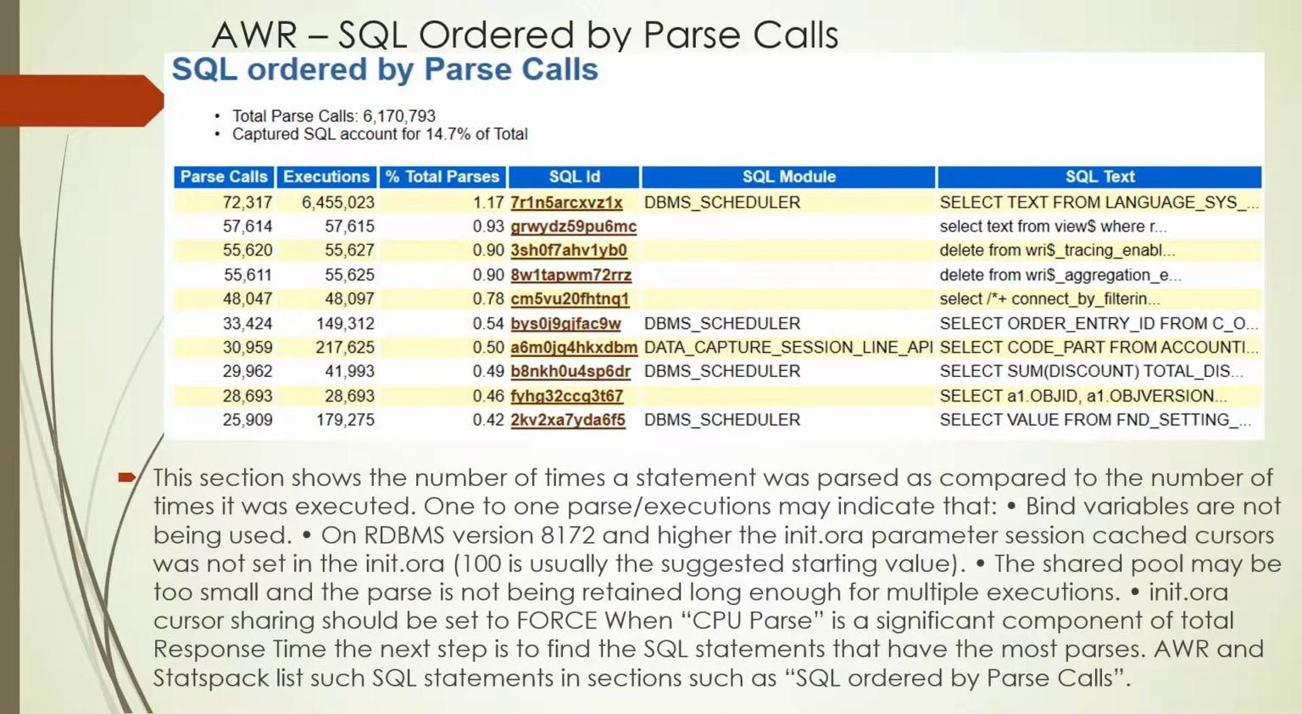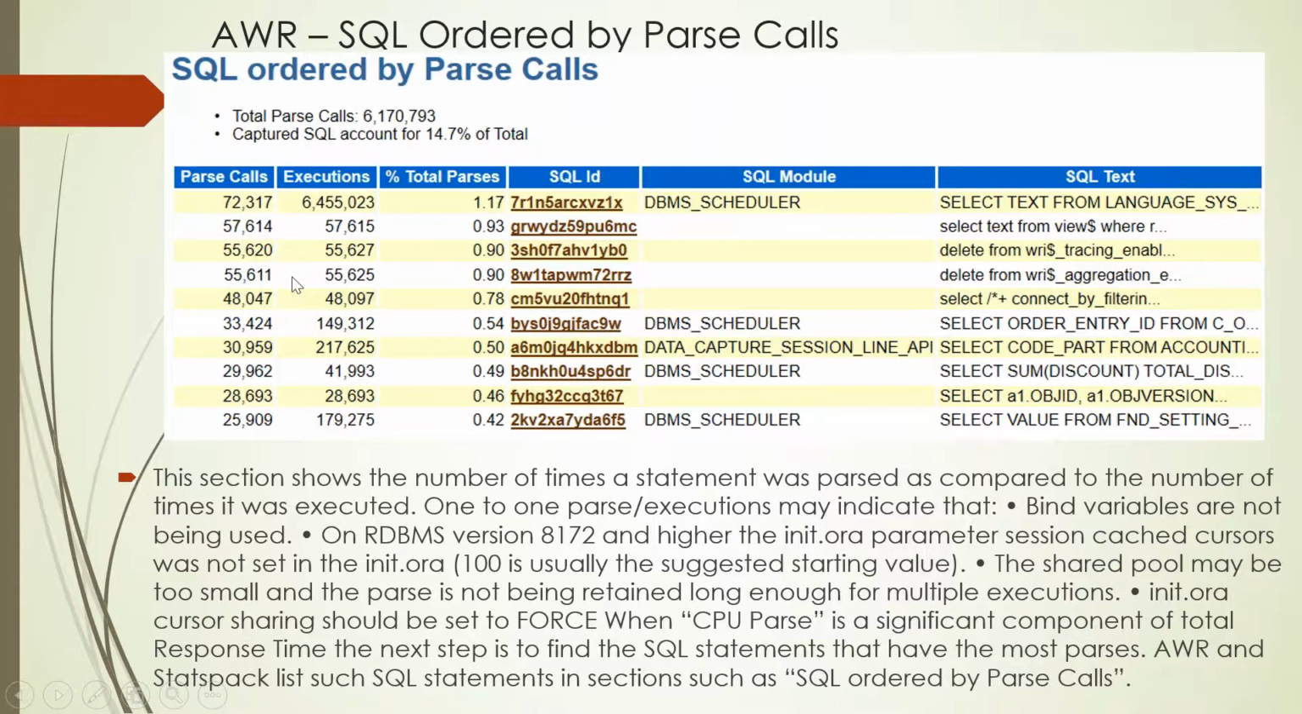Okay, so this is again a good section, SQL ordered by parse calls. This particular section shows the number of times a statement was parsed as compared to the number of times it was executed. This is what we already understood about the parsing ratio, right? One-to-one parses per executions may indicate that bind variables are not being used. That means if the number of parse calls and number of executions are the same, there are no bind variables. So this query is listed over here. You can see parse calls 57,614 and executions 57,615, right? So total parses 0.193.